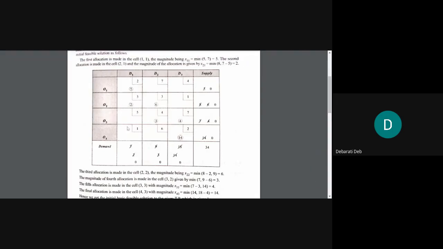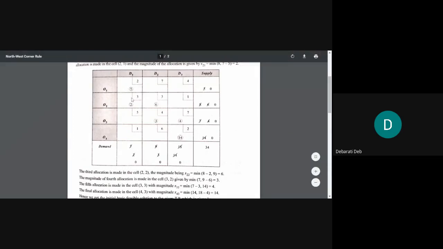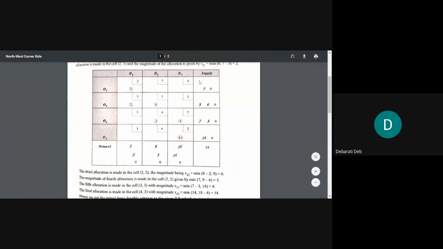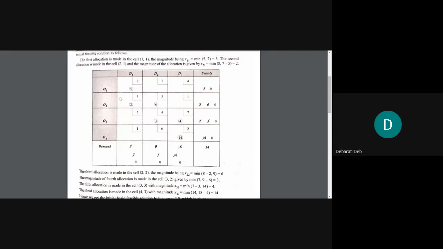Understood? If the column side is more, you move downward. If the row side is more, you move right side. Okay, this is the rule. This is very interesting. If the column side is more, you move downward. If the row side is more, you move right side. Understood? Now you see, here the column side was more.